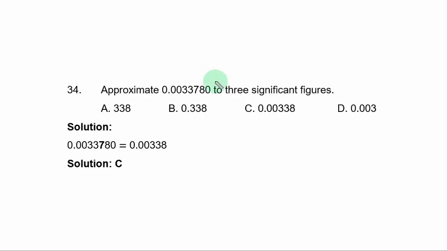Question 34. Approximate 0.00333780 to 3SF. 3SF means the first 3 non-zero numbers from the left. So we must have 337 with focus on 7. The next number is 8. It is more than 5. You round it up to 1 and add it to 7. It becomes 8. So you have 0.00338. C is the correct option.